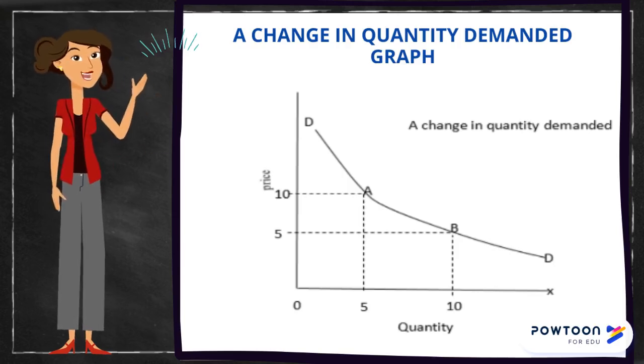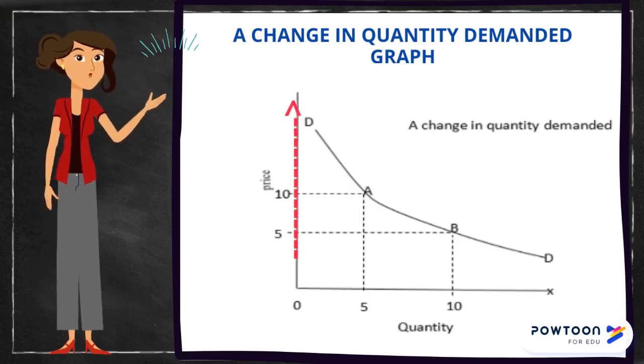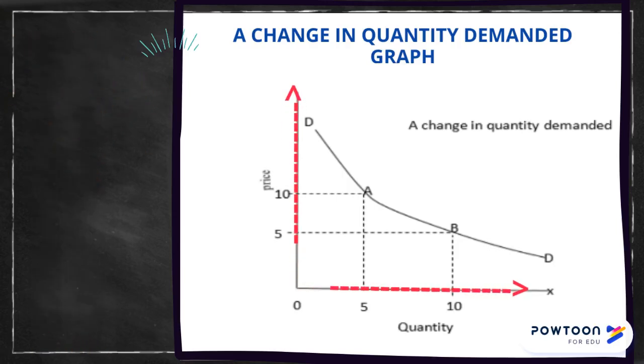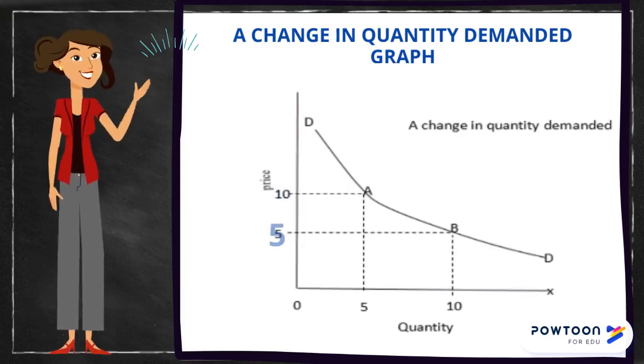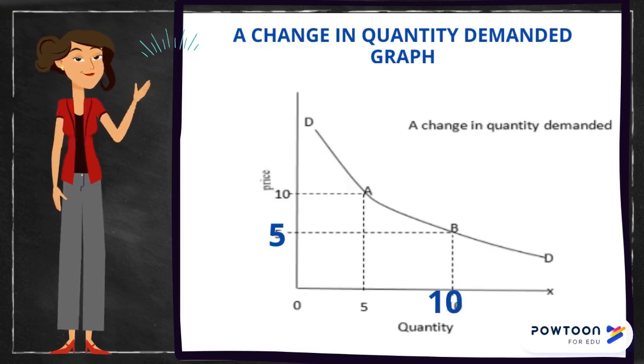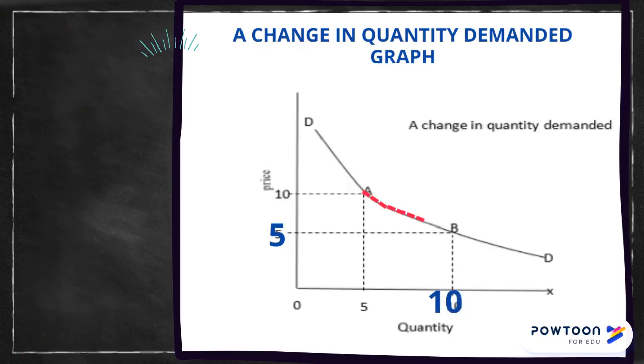This is a graph of a change in quantity demanded. The vertical axis represents price, while the horizontal axis represents quantity. If you look at this graph, when the price is 10, the quantity demanded is 5. And when the price is 5, the quantity demanded is 10. It involves a movement along the demand curve, such as a change from A to B.